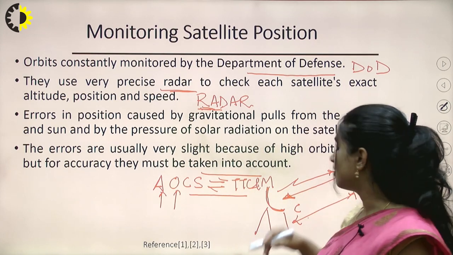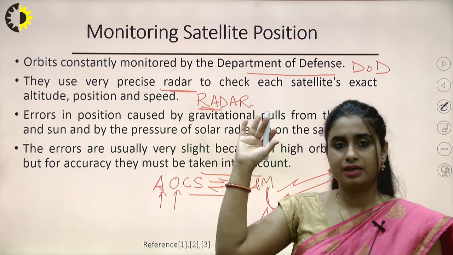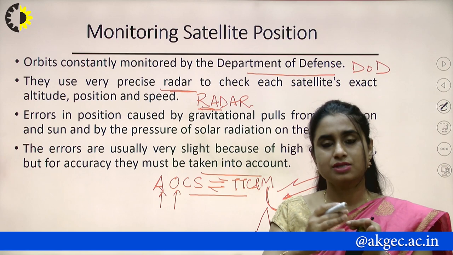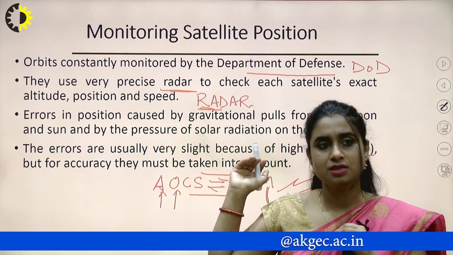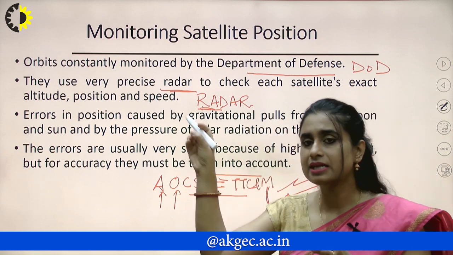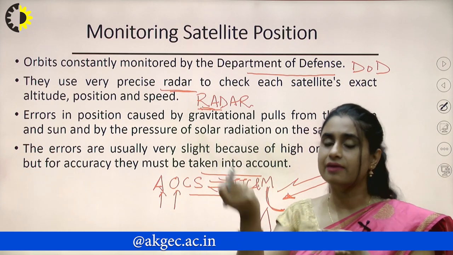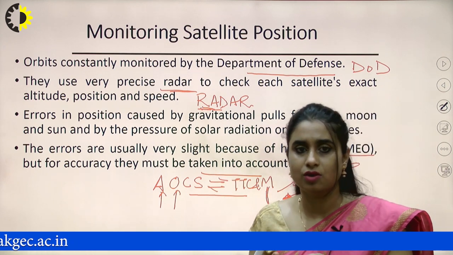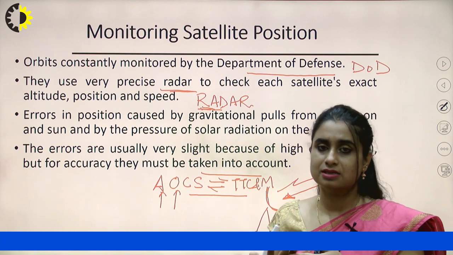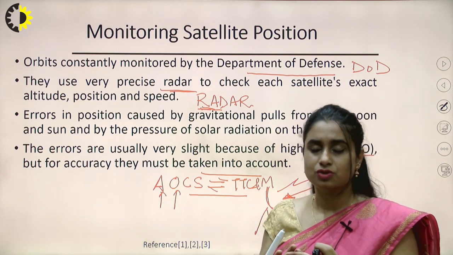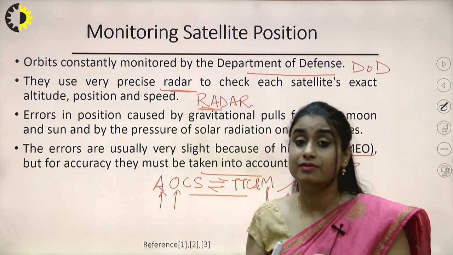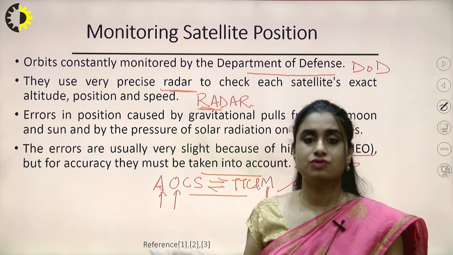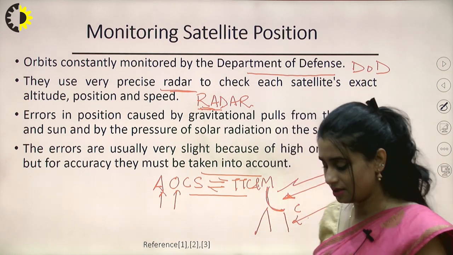We know MEO is beyond 500 kilometers, up to 1500 kilometers, or approximately 800 kilometers to 1500 kilometers. But being in MEO, the atmospheric drag and the gravitational pull of Earth are lesser as compared to LEO, low Earth orbit. But still, there are effects on it. So they have to be corrected because timing is very, very crucial. Even a millisecond of error can lead to so much wrong calculation. So that has to be taken care of.